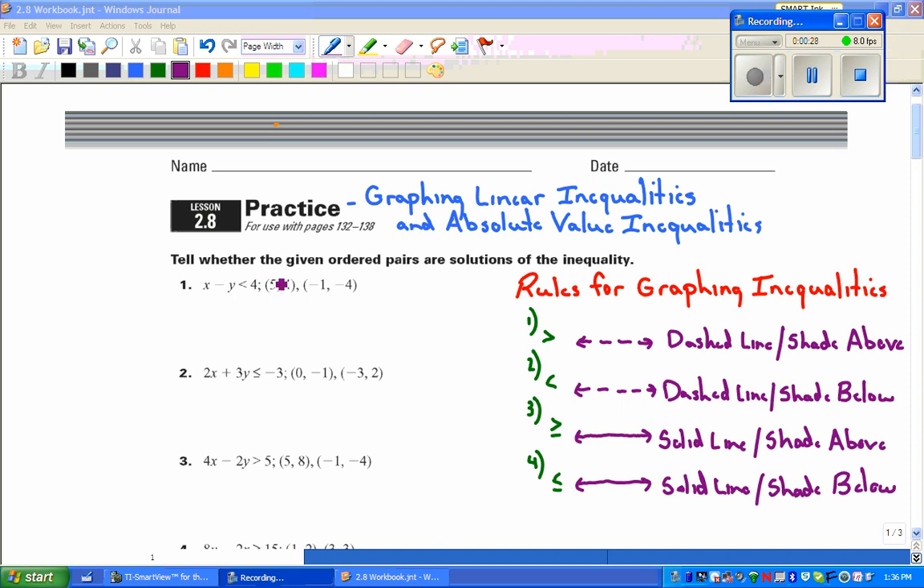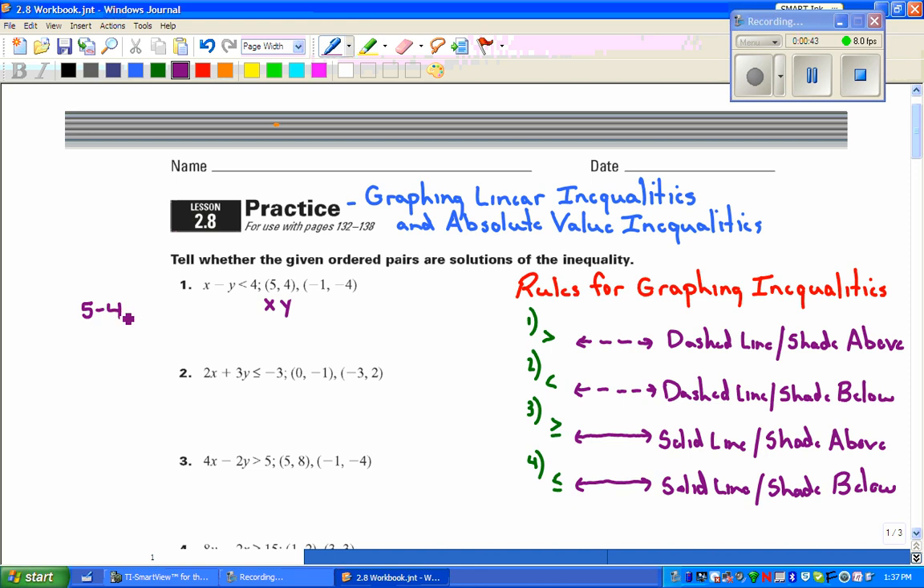So when we're talking about inequalities, what you're actually going to do is take a look at ordered pairs and find out whether or not they make it true. So in this one, you've got your x value and your y value. You're going to substitute them in. So you're going to have 5 minus 4, and you're going to hope that that is less than 4. You get 1 is less than 4. This right here is true, so we know that yes, this one is an actual solution to that inequality.